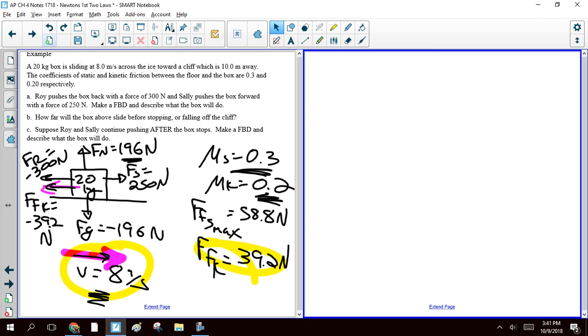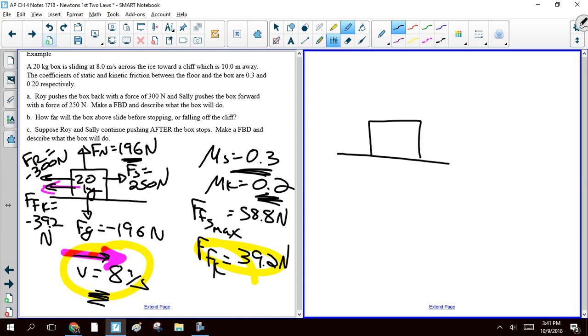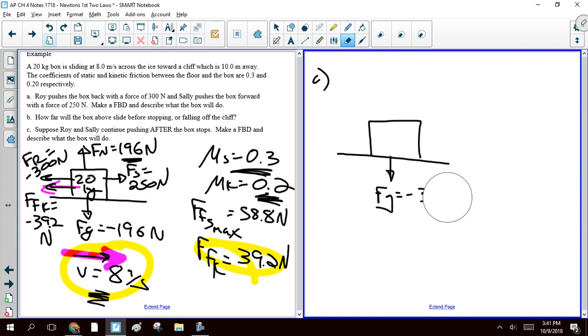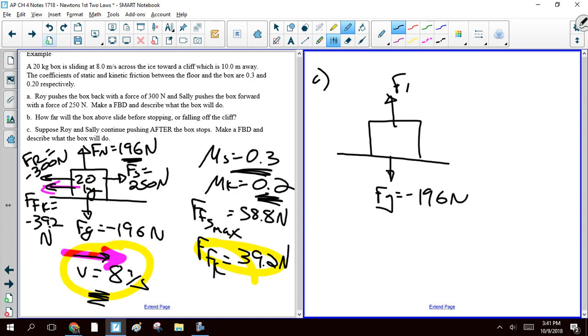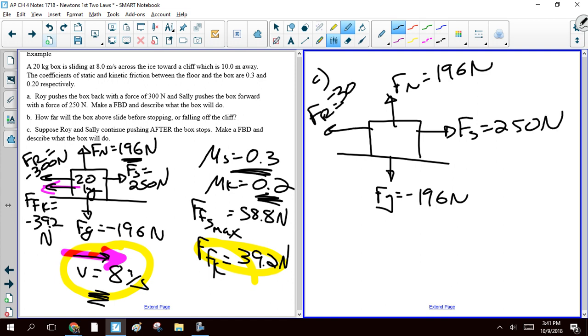Now, let's do part C. Part C says, suppose Roy and Sally continue pushing after the box stops. All right, so let's go back to our drawing over here. Here's our box. Part C. So we've got our force of gravity. It's still negative 39.2. No, it isn't. Sorry. It's negative 196 newtons. We've got our normal force, positive 196 newtons. Roy and Sally are still pushing. Here's my force of Sally, 250 newtons. Force of Roy, negative 300 newtons.